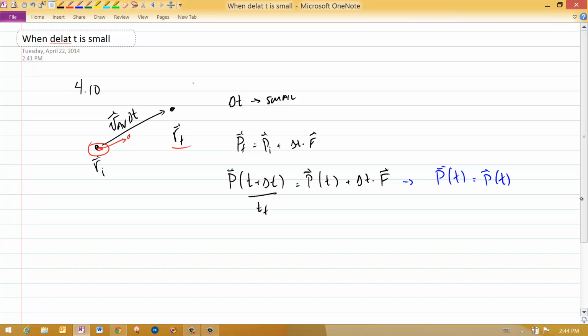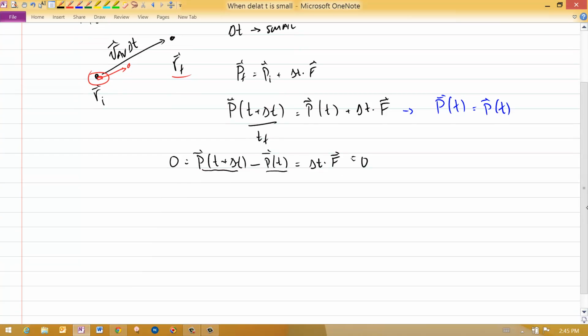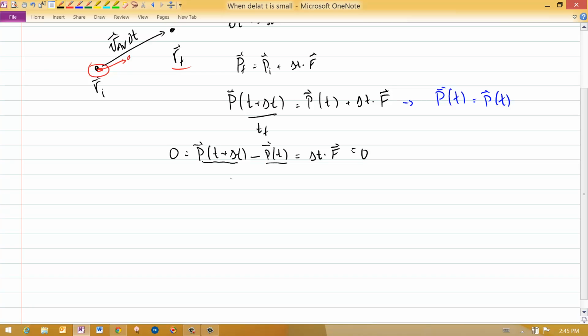There's no information there, it's just the momentum is the momentum. So let me arrange this thing slightly differently. I'll say that the momentum at time t plus delta t minus the momentum at the time t is equal to delta t times the force. And now we have something a little more interesting. As delta t goes to 0, I would have 0 is equal to 0. That doesn't mean that the force is 0, it's just that the delta t is so small that it doesn't really affect anything, and the final value of the momentum and the initial value of the momentum are both the same thing. And now let me divide both sides of this equation by delta t.